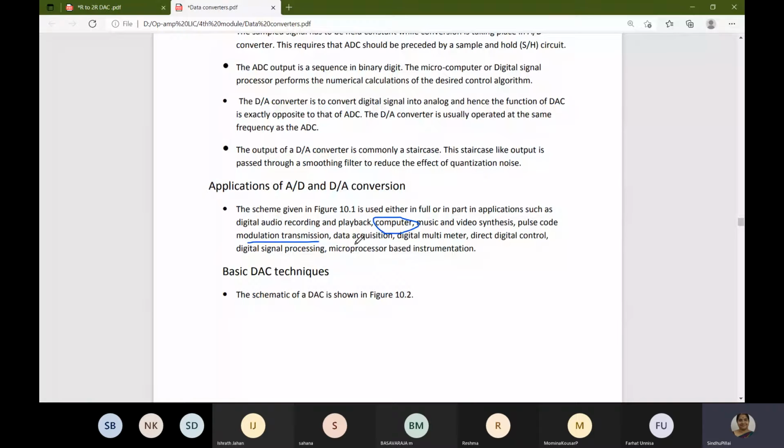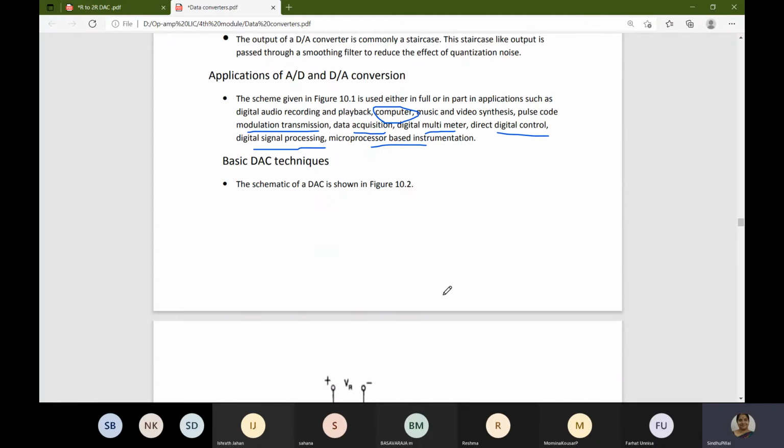To acquire data from remote areas, A to D and D to A conversion is a must. It is also used in digital multimeters, direct digital control and DSP for digital signal processing. For image processing and signal processing also, you have to go with A to D and D to A conversion. Then we have microprocessors and computers, where a processor is placed. So these are the applications of A to D and D to A conversions.